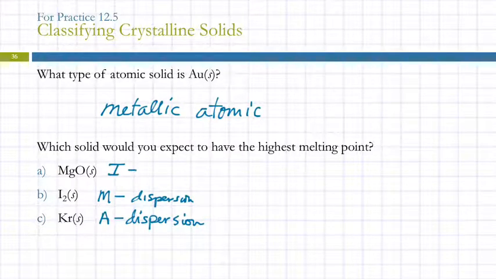Dispersion and dipole. No. Dispersion forces, dipole forces are intermolecular forces. Does this have molecules? No. An ionic substance has ionic bonds. Okay, so this is held together by ionic bonds. Which are stronger, ionic bonds or dispersion forces? Ionic bonds are far stronger. Okay, so this is going to have the highest melting point.